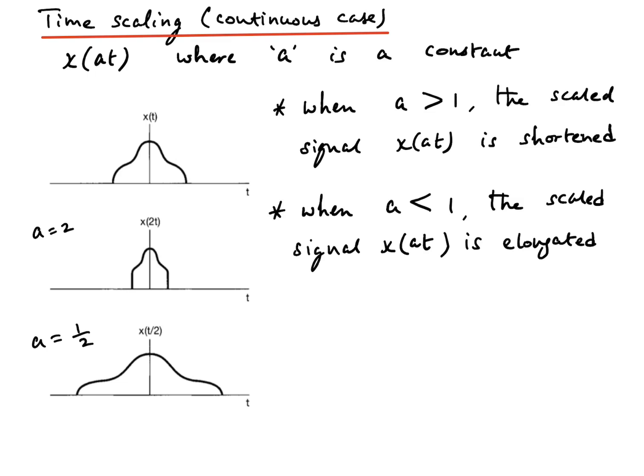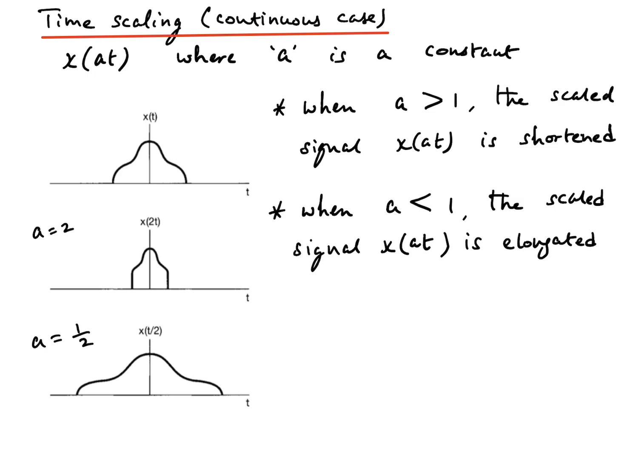So it's basically playing out the signal at a faster rate or a slower rate, depending on the value of the scaling factor. So when a is greater than 1, it's like playing out the signal at a faster rate, so the signal will become shortened. And when a is less than 1, it is as if playing out the signal at a slower rate, so the signal will become elongated or lengthened, okay? So that's the time scaling transformation of the independent variable.